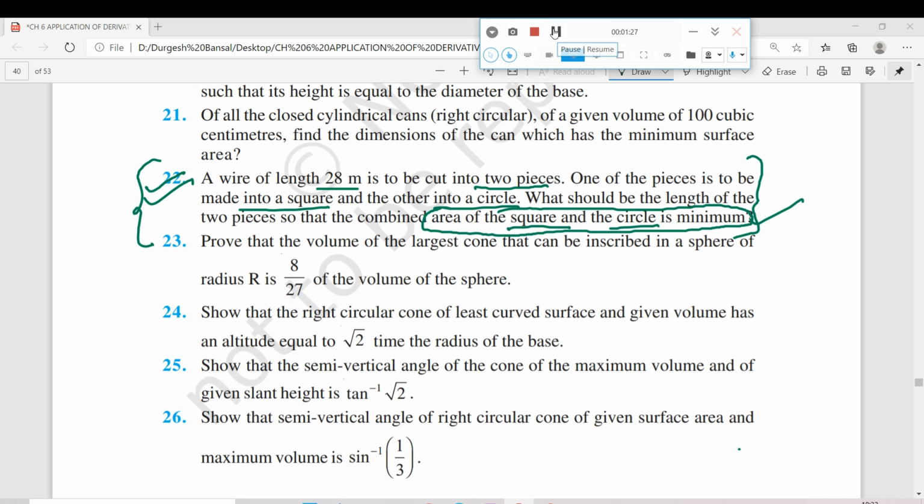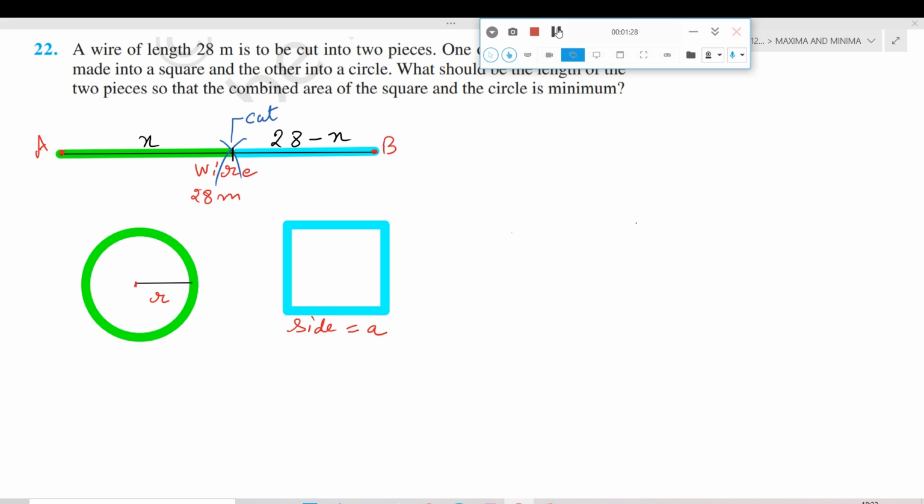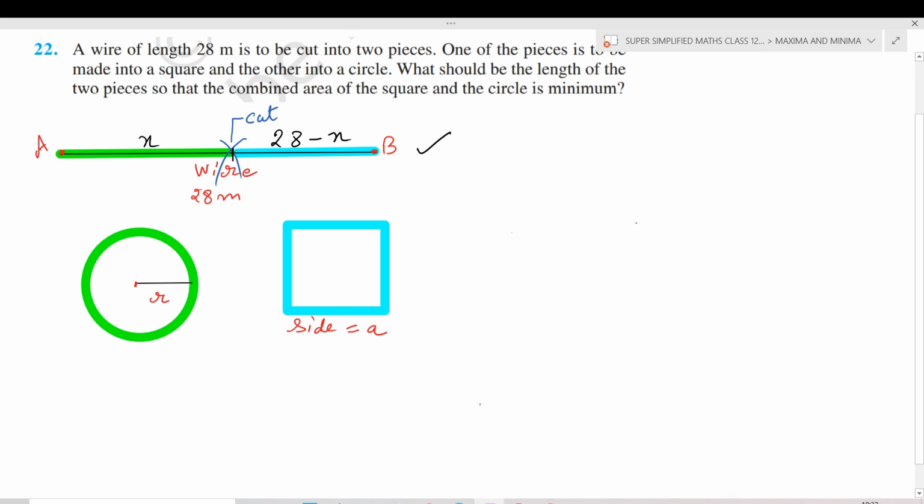Now you can consider that this is the wire. AB is the wire whose length is 28 meters. Let us cut it from here, from this place, into two pieces. One piece is of length x meters and the other piece is of length 28 minus x meters.